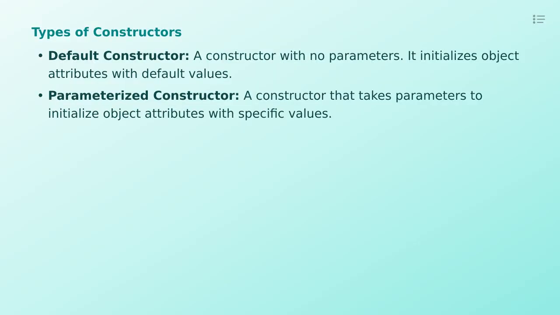Types of constructors, let's dig in. First, default constructor. A constructor with no parameters. It initializes object attributes with default values. Next, parameterized constructor. A constructor that takes parameters to initialize object attributes with specific values.